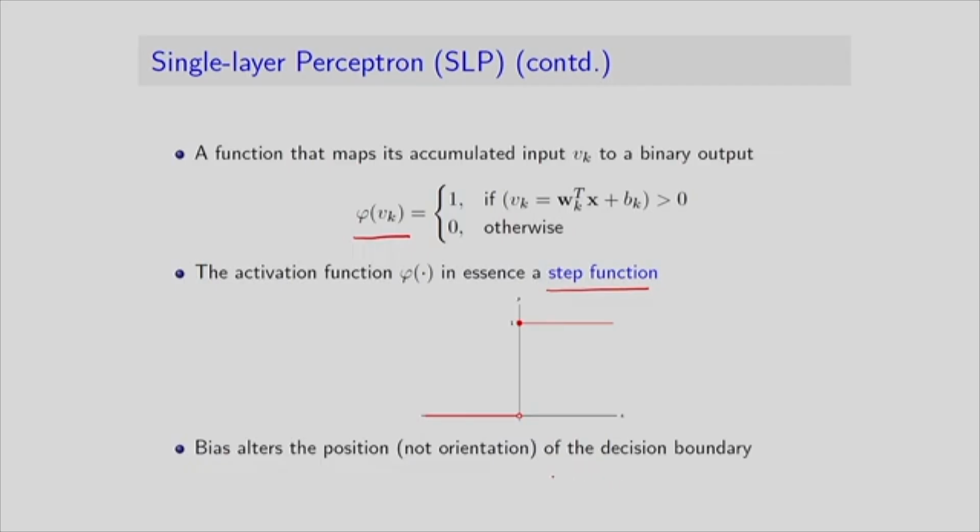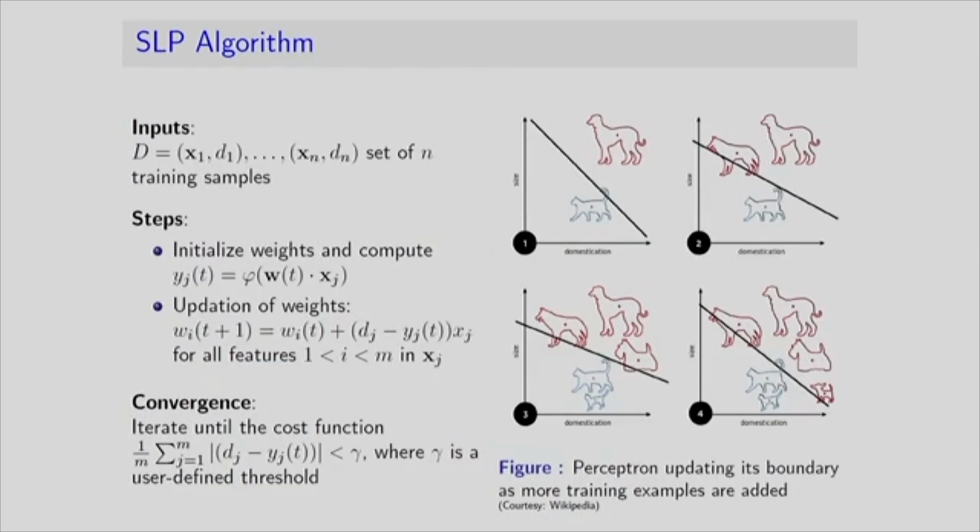But I cannot change the orientation of the decision boundary. I can only change the position of the decision boundary based on the bias value. So bias changes the position of the decision boundary. So this is the concept of the SLP, the single layer perceptron.